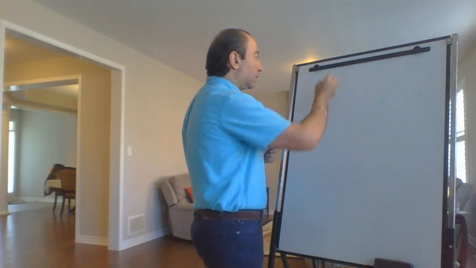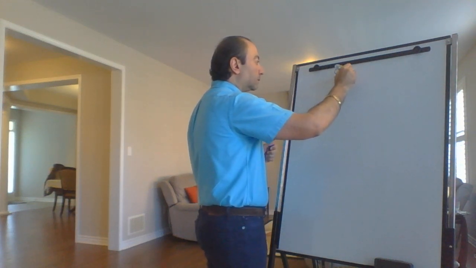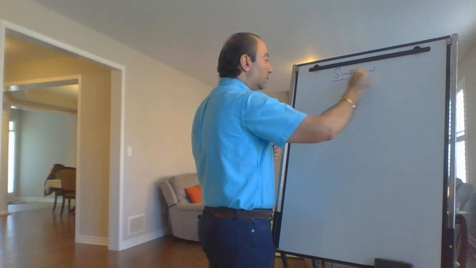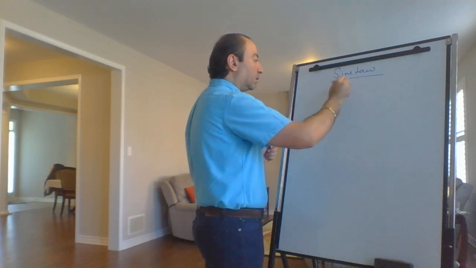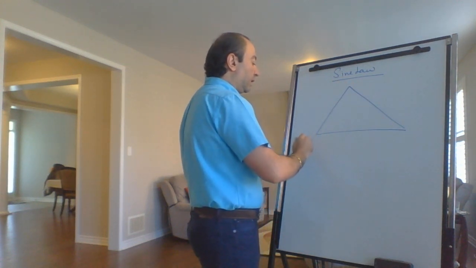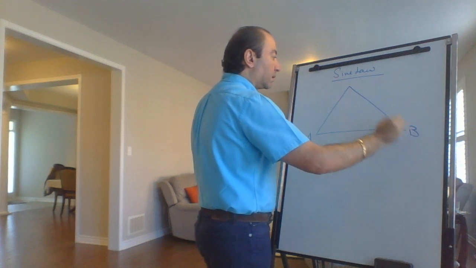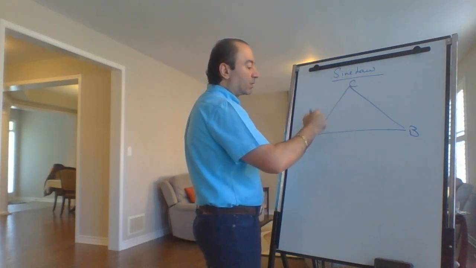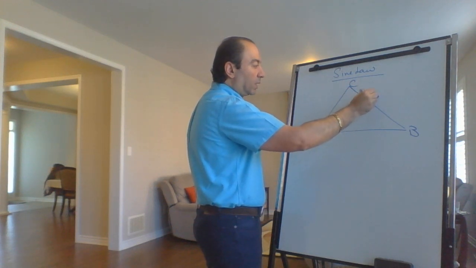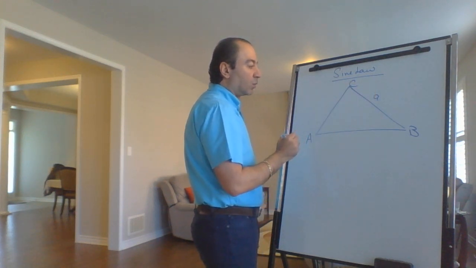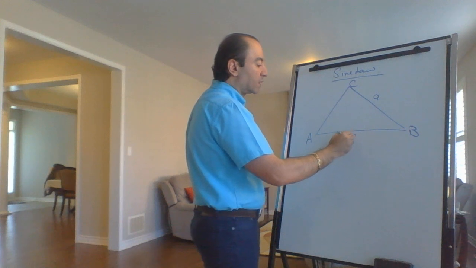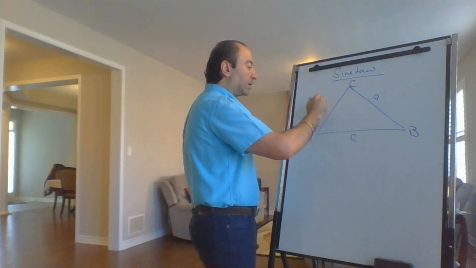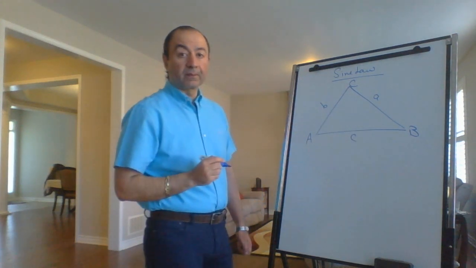So what is sine law? We have a triangle A, B, C. Those are the angles. The side that's opposite to angle A is small a. The length of this side is small a. The length of this side is small c. The length of this side is small b.